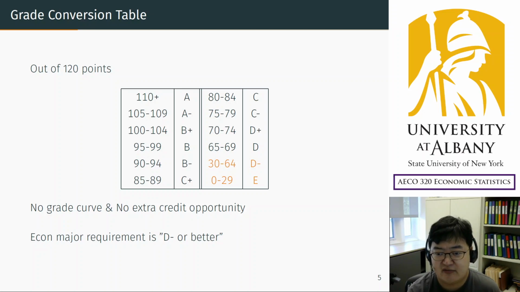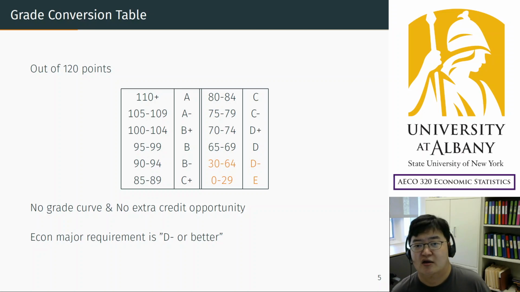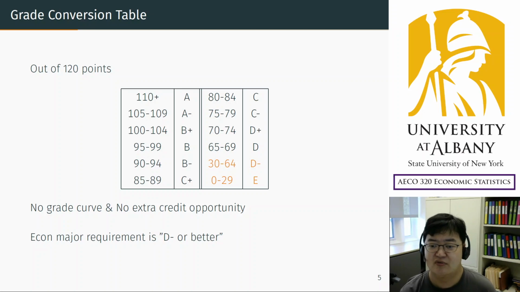If you get below that 30 points, then there is nothing I can do. There is no extra credit opportunity. I do not curve, so failure is a failure. Okay?